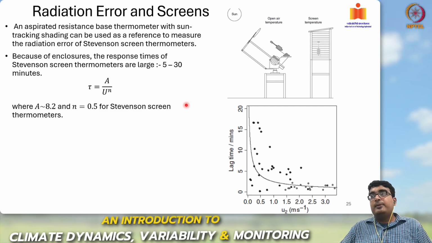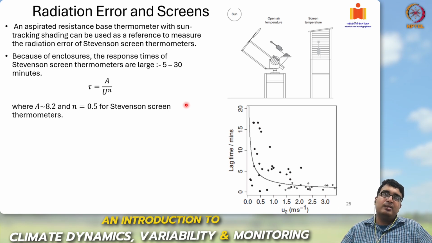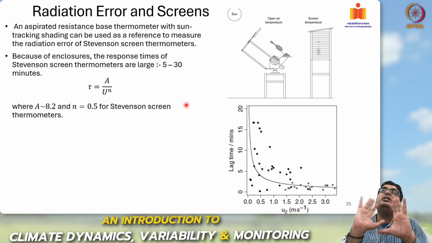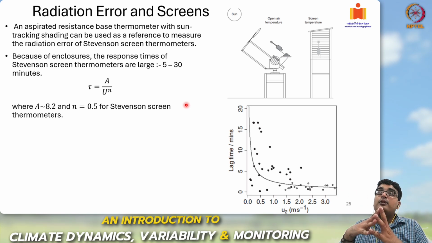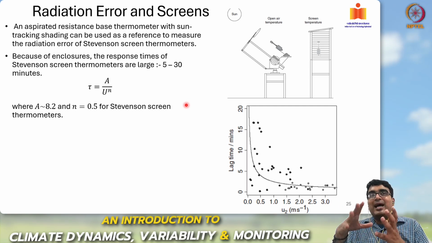Now, the other problem with Stevenson screen thermometers is that because of these enclosures, the response time for such thermometers is large. If the air temperature changes, the effect takes a long time to percolate into your screen enclosed thermometer. Response times are 5 to 30 minutes. So again, if you do a 30 into 3, it may take 1.5 hours for the air temperature to register fully to a step change. Alright, so that needs to be taken into account as well.